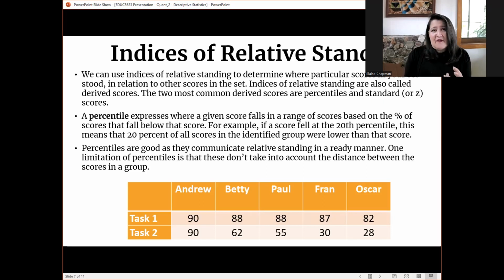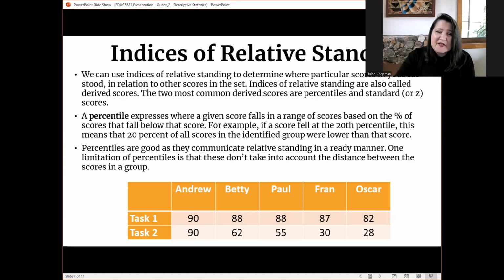The most common derived score that we talk about in education is something that should be familiar to you, which is a percentile. It expresses where a particular score stood in relation to a set of scores based on the percentage of scores that fell below that given score. Say, for example, I have a score of 4 and that fell at the 20th percentile; that would indicate that 20% of all scores in my group fell below 4. A percentile is quite good for communicating relative performance to people like parents and students, because it's quite easy to comprehend and to convey the meaning of.